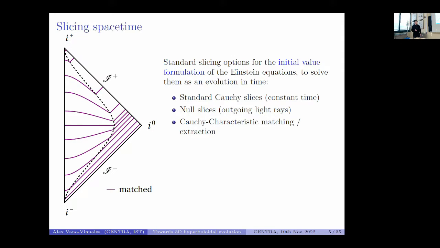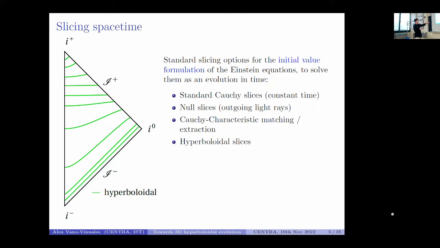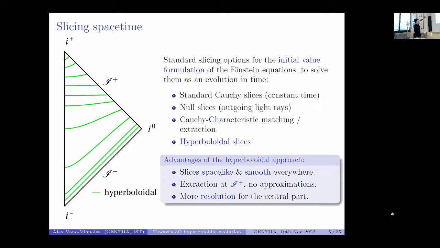Yeah, so that is why what we're trying to do is to solve using something intermediate and smooth, which would be these hyperboloidal slices, the green ones here. As you can already see, they are smooth everywhere. They are space-like, although asymptotically they reach null infinity. And for the construction, if we compactify on them, we will give more resolution to the central part where the actual dynamics will take place, and the wave zone far away has fewer grid points, so it's going to be more efficient. That's what we expect.